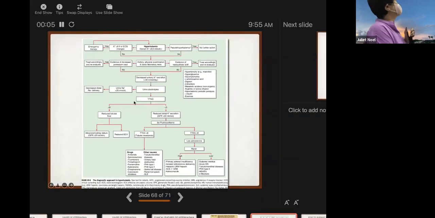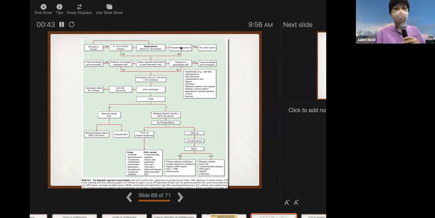Okay. So if it needs emergency therapy, if the potassium is more than 6, you need emergency therapy. So what is the emergency therapy? You have to stabilize because the bad effect is in the heart. So you have to stabilize the myocardium. That's why the first treatment will be to give calcium gluconate.